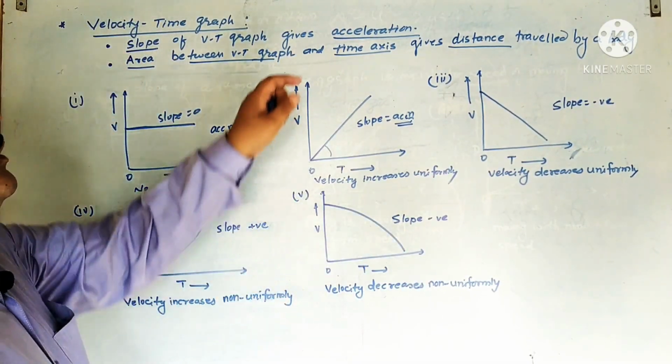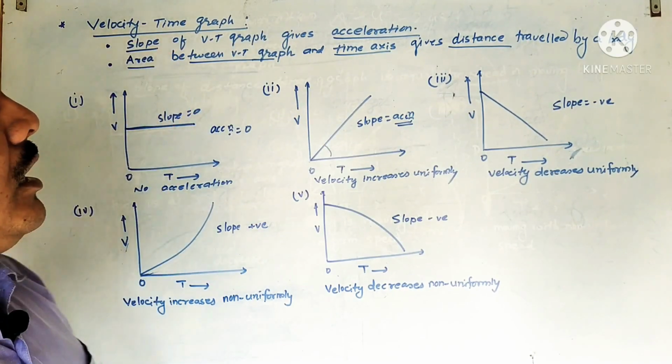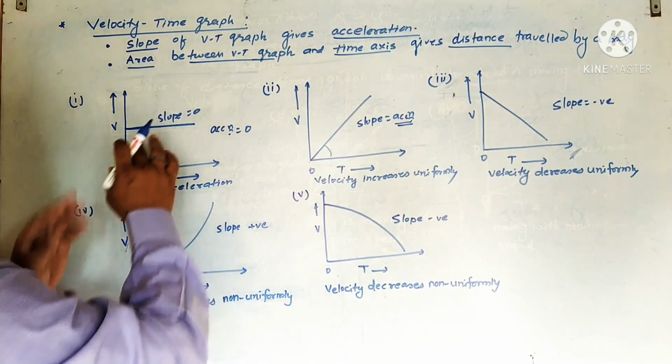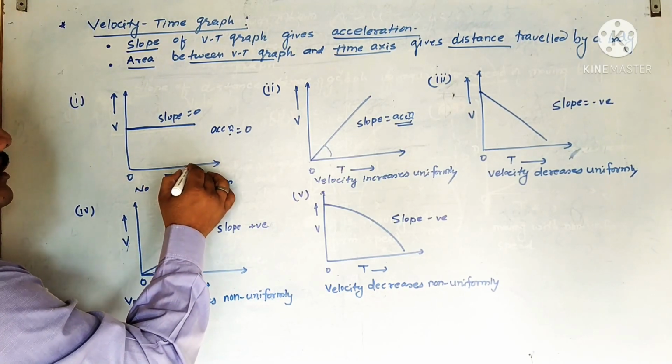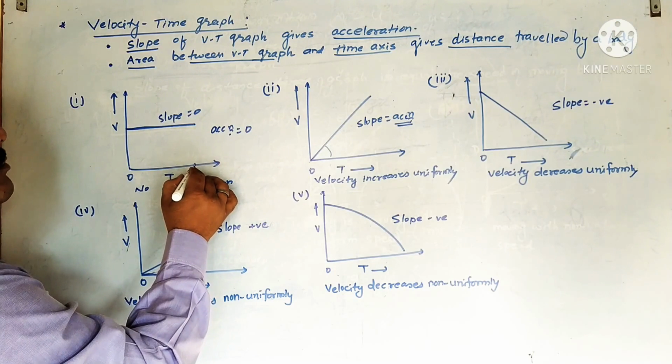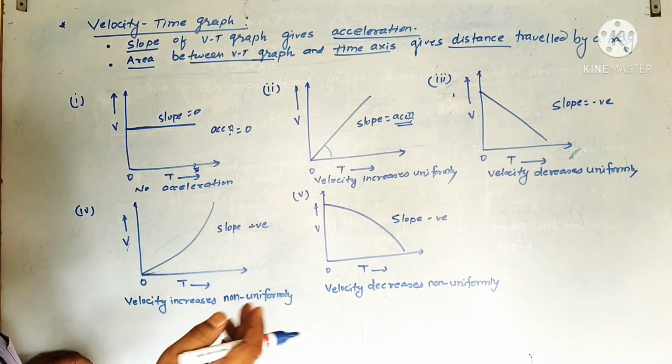And now that we discussed here the slope, but area, how we will find the area? Suppose in the first case we want to find the distance traveled by the body, in that case suppose that they ask that particular time, suppose that after 5 seconds what will be the distance traveled.